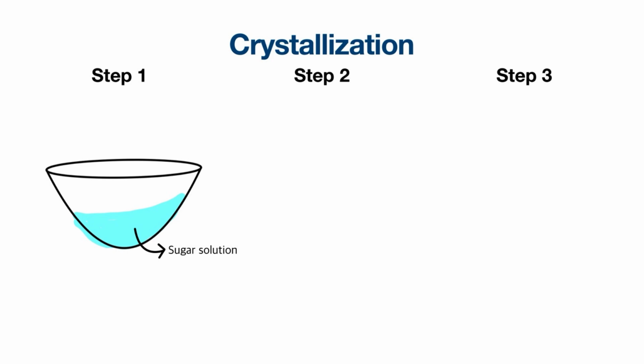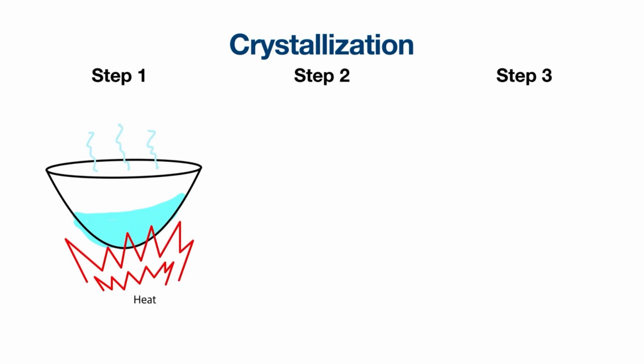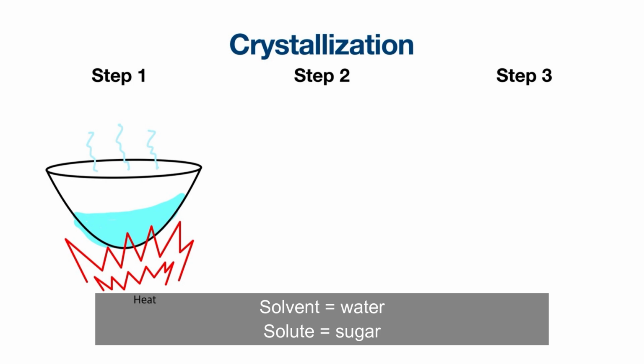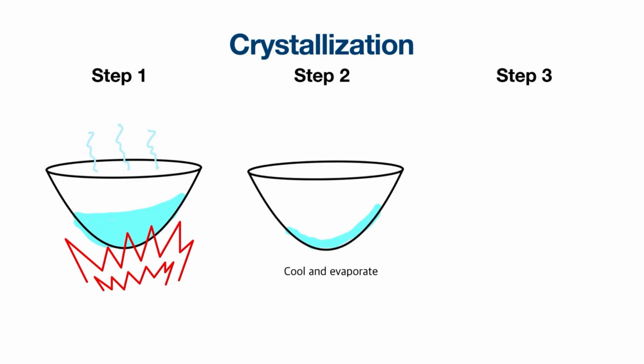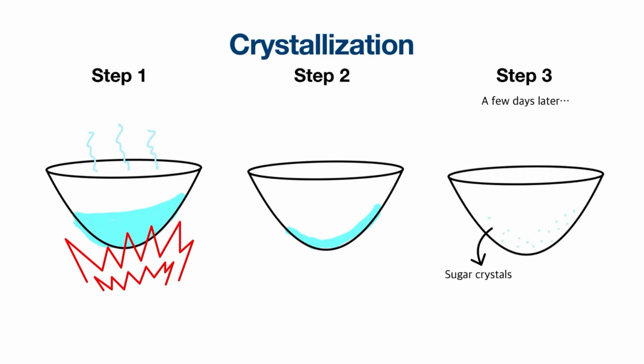To obtain pure sugar, the sugar solution undergoes a process called crystallization. First, the solution is heated in an open container, allowing the solvent, water, to gradually evaporate while the solute, sugar, remains behind. As the solution cools down, sugar crystals begin to form on the surface of the container. Over a few days, these crystals grow larger, eventually leaving the container filled with sugar crystals. This method effectively separates the pure sugar from the solution through the natural crystallization process.